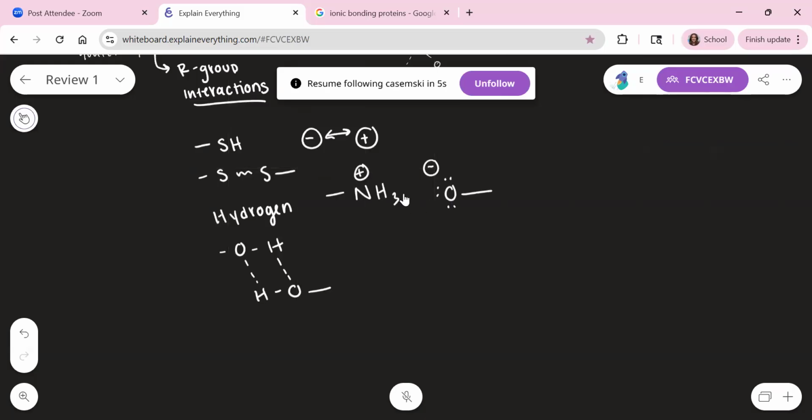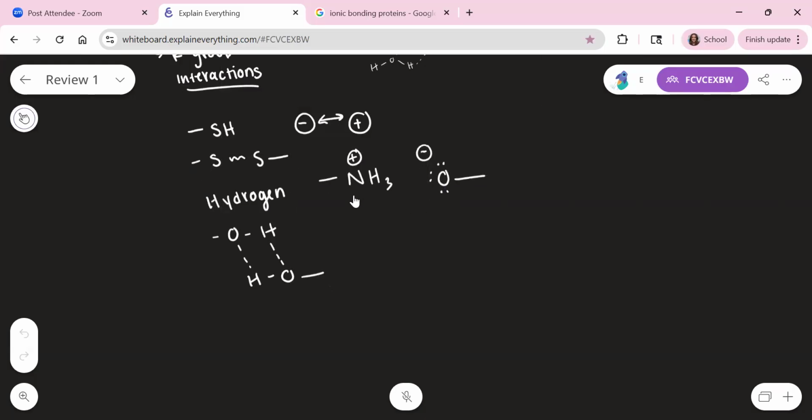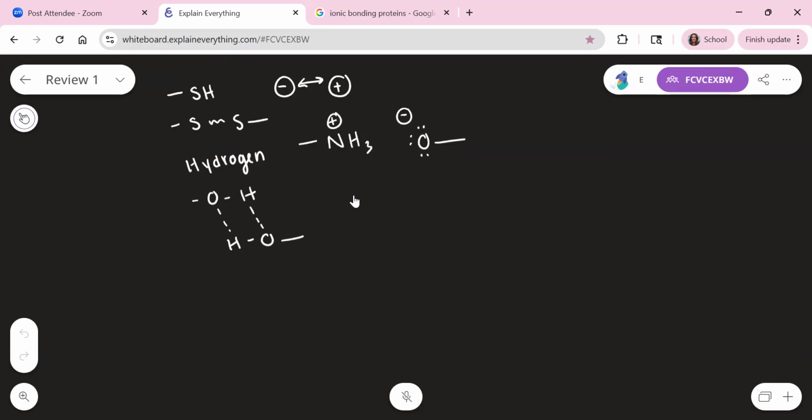The amine group, if it has 4 bonds, is positive because it only likes to have 3. And oxygen typically likes to have 2. That's why H2O is a neutral molecule. If I added a hydrogen here, the net charge would be positive. But if I lose a bond, it becomes negative. And so we can have an attraction between these charges, and that would be ionic bonding in proteins.